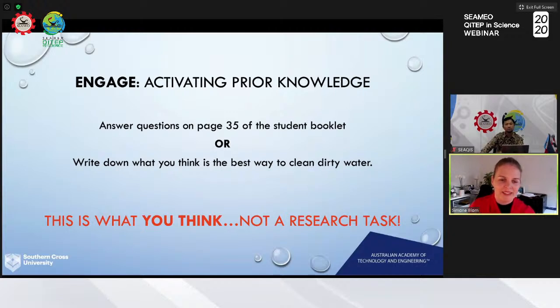And that immediacy gives you access to their prior learning. It enables you to plan your future lessons. It determines the level of engagement and also the level of understanding of that concept.